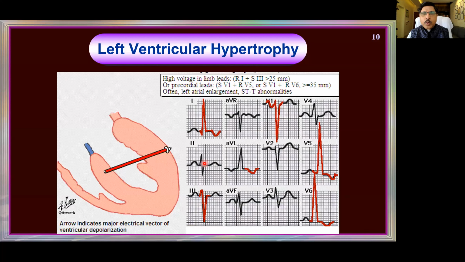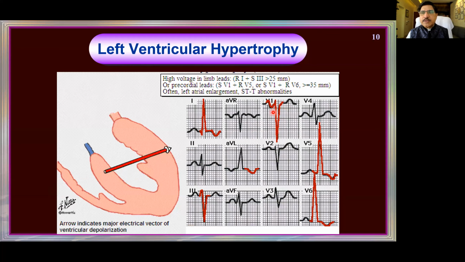Your question is, why am I getting the deep S waves here? Because the majority of the impulse is going towards the left-sided leads. Remember, in the ECG, if the impulse is coming towards the lead, it registers a positive deflection. For example, L1 is a left-sided lead, AVL is a left-sided lead, V5 and V6 are left-sided leads. So it registers a positive deflection when the current is towards the lead. For example, when V1 is somewhere here, current is going away from V1. So when an impulse goes away from a lead, it registers a negative deflection.